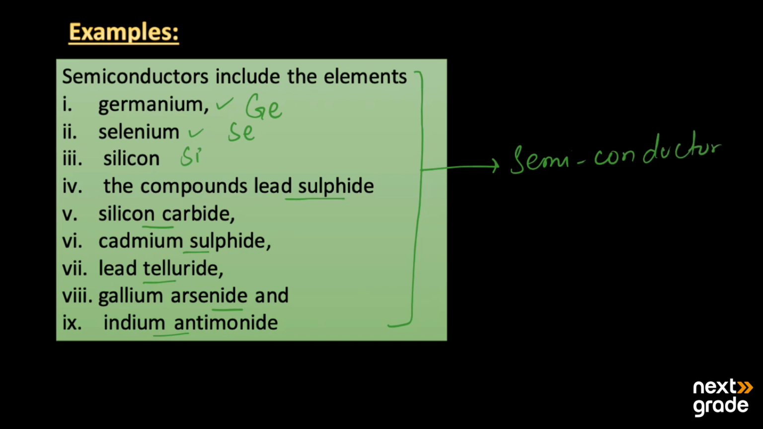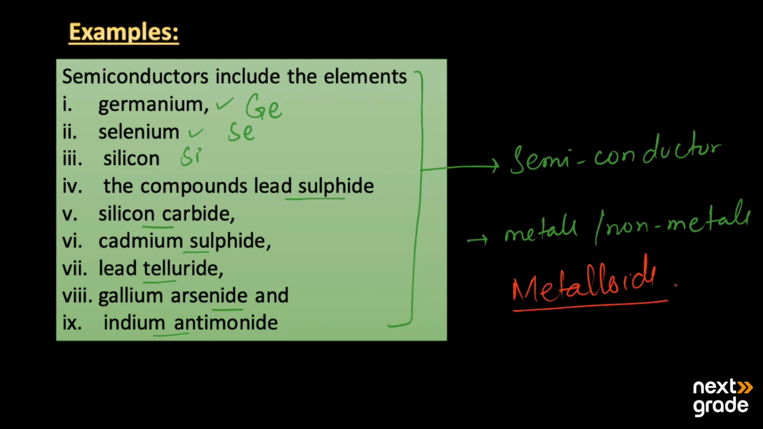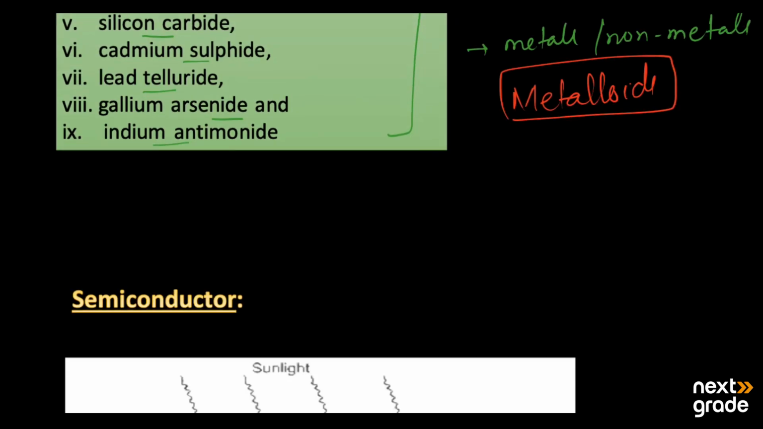Basically, semiconductors have different properties; we can say that their properties are in between those of metals and non-metals. The word metalloid is also used for semiconductor substances. Now, what are the main properties of semiconductors and how do they work in real life? We will have a look at this.